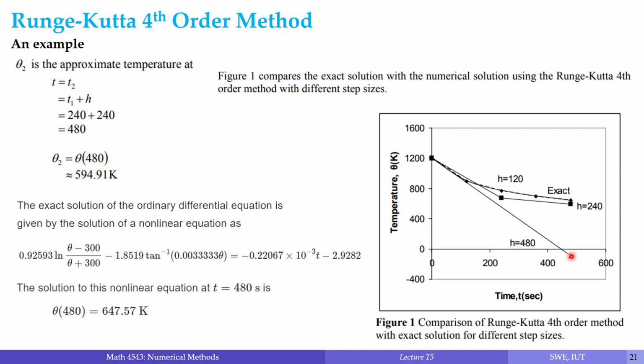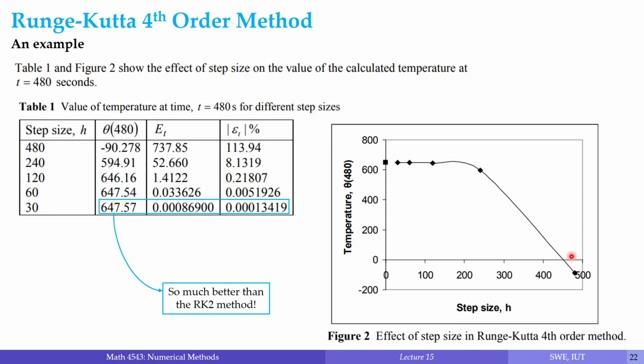So of course, by reasonable intuition, we can say that the RK4 method gives us a better approximation for specific step sizes. Let's try to demonstrate that empirical fact using this table over here. When we use a very high step size of 480, we're getting an approximation of minus 90.278 at time t equals 480 seconds. Now this is bad, but not as bad as the approximation that we got for the RK2 method and Euler's method. It's somewhat better, but still very bad.